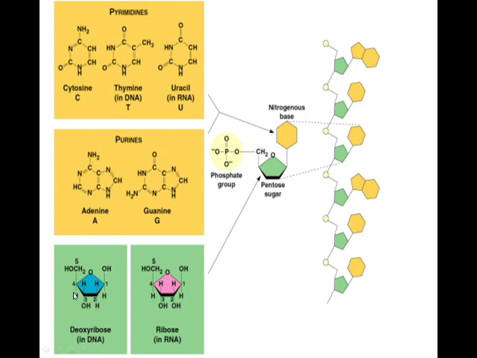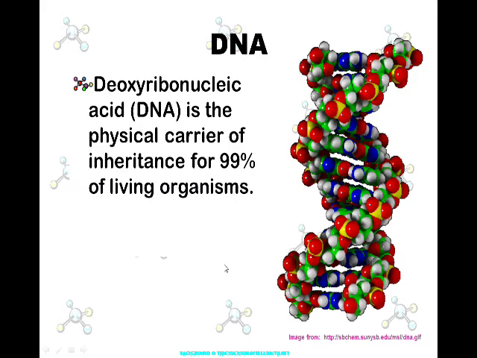Okay? And if I'm going to make RNA, I use ribose sugar. If I'm going to make DNA, deoxyribose goes in for my sugar spot. And then nitrogen bases are my choices in this spot here, depending on whether I'm making DNA or RNA. So DNA, that's our gene code molecule. It's the carrier for our genetic information. 99% of living organisms have DNA as their genetic code molecule.